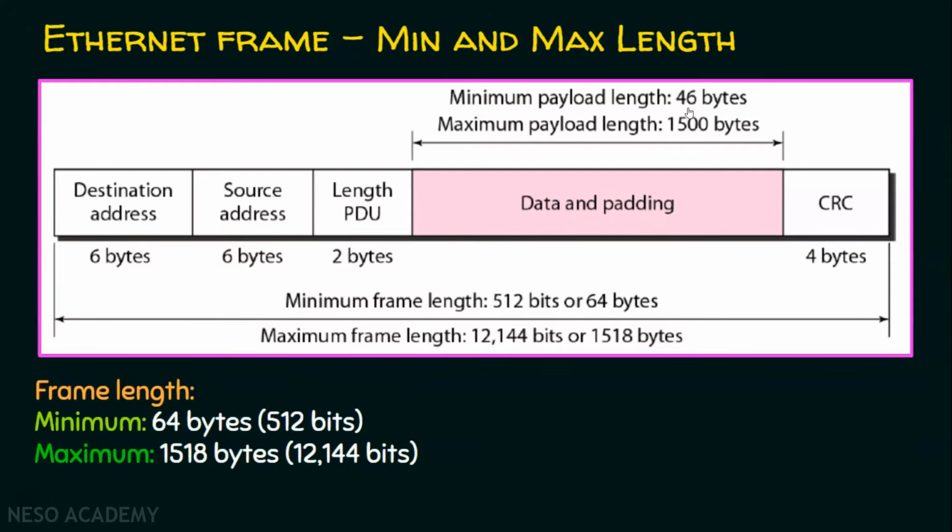In case we are not getting the minimum payload or the minimum data, we are required to append in order to make it 46 bytes. In case we get more than 1500 bytes, it has to be broken into 2 or more frames. This is in terms of data or payload. Let's visit the question again.